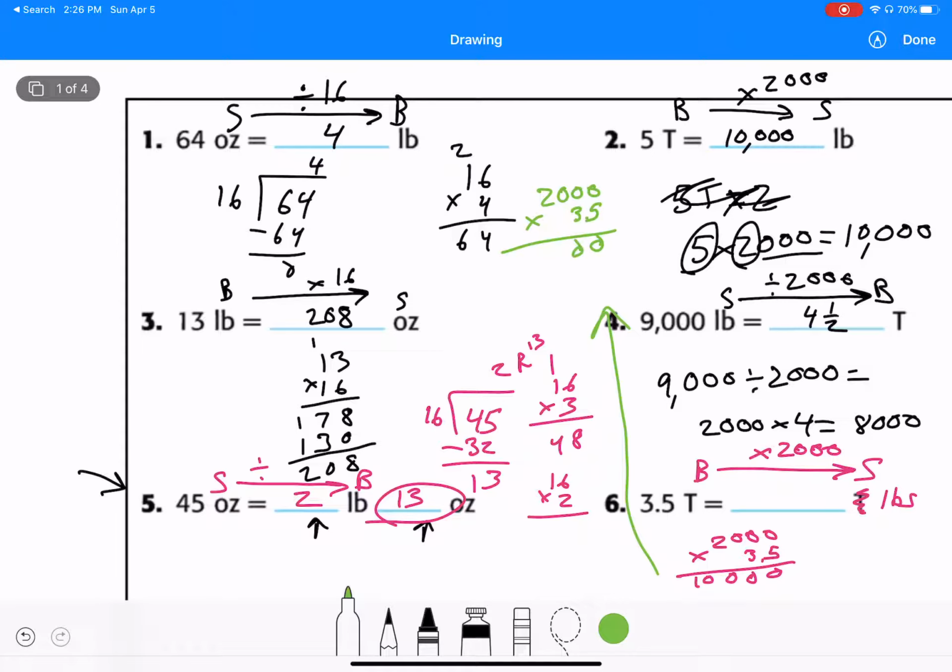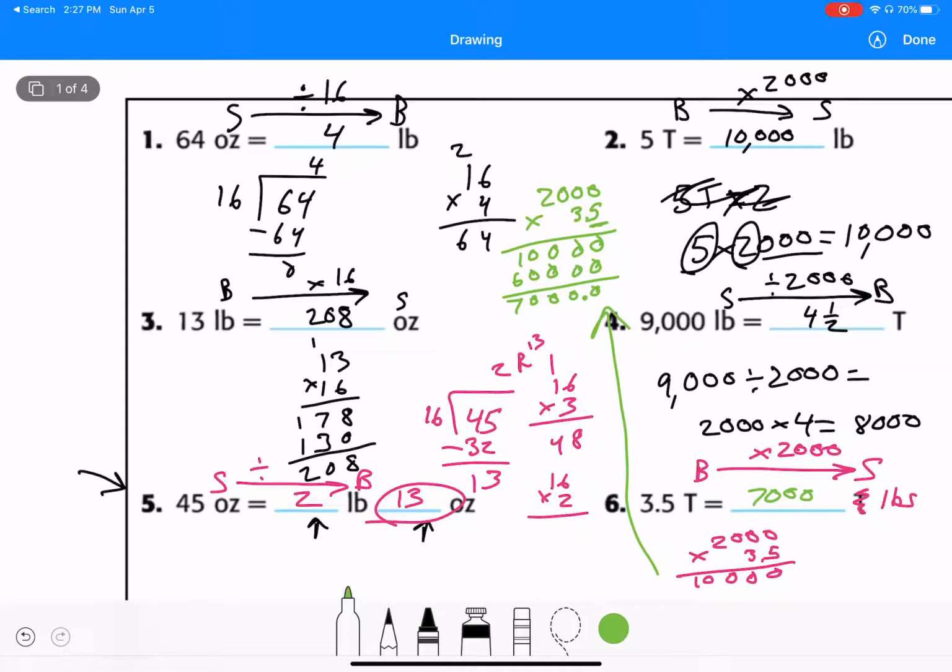0, 0, 0, 2, 5 times 2 is 10. 0 as a placeholder. 3 times 0 is 0. 3 times 0 is 0. 3 times 0 is 0. 3 times 2 is 6. Add these together. And then we have to have 1 decimal point in our problem. So our answer is 7,000 pounds. And that makes sense because 3 tons is 6,000 pounds, and a half a ton is 1,000 pounds.